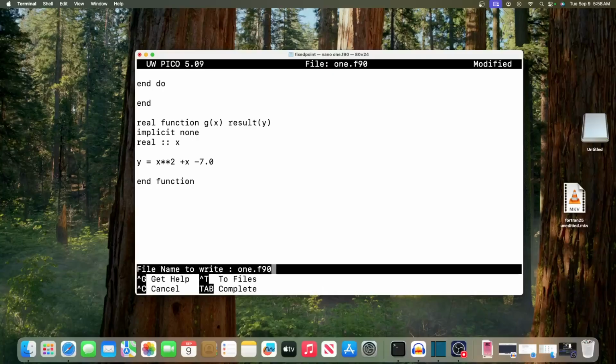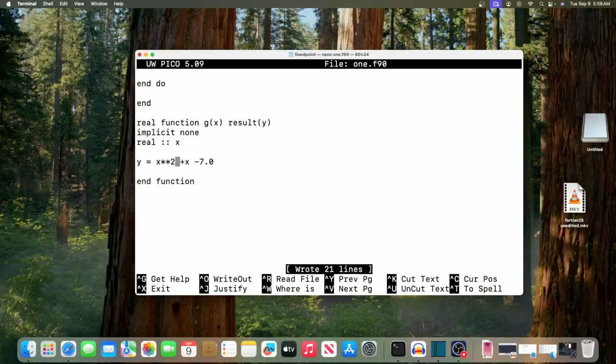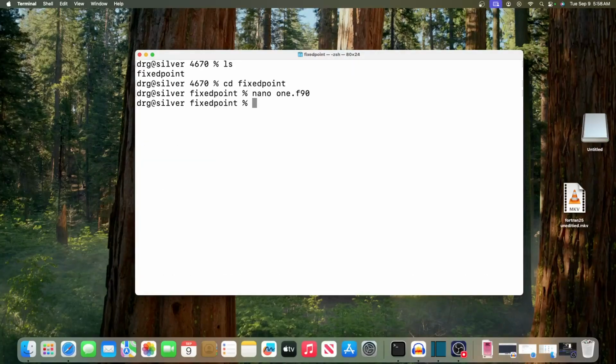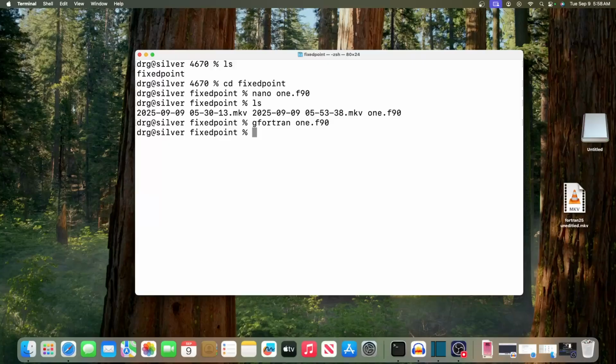Control O, enter, Control X. Never mind that MKV file. That's the file that I'm recording at this very moment. There is a file called 1.f90. The compiler didn't complain about anything.